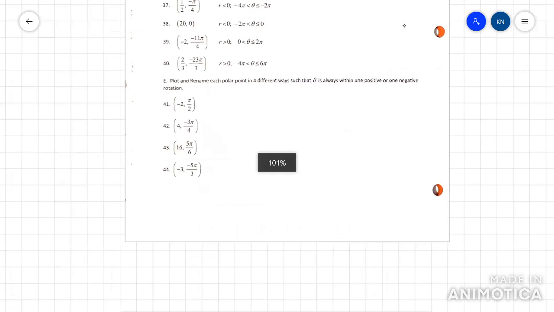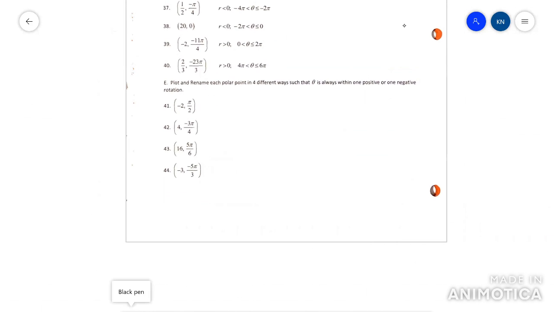They want 4 different ways of representing this point. You need to realize that when they say 4 different ways, there's one with a positive r, positive theta. There's one with a negative r, positive theta. There's one with a positive r, negative theta. And then there's one with a negative r, negative theta. There's 4 different ways you could basically say you're at the same location.